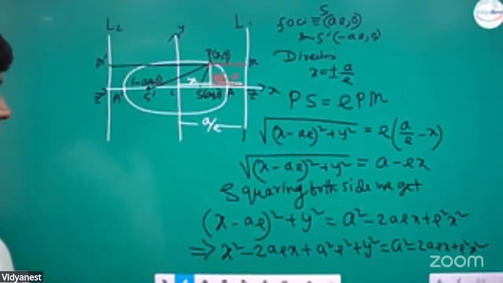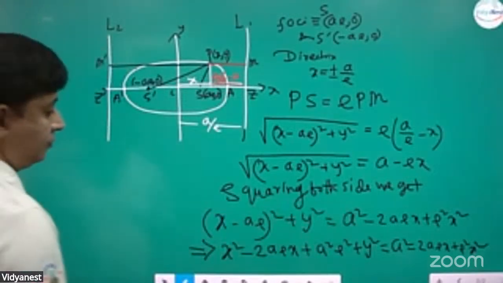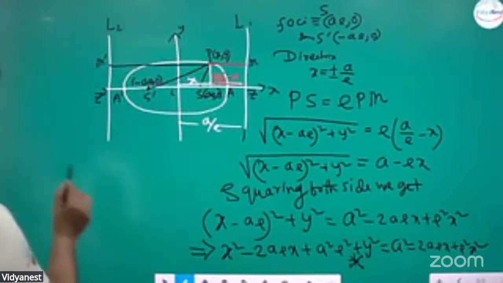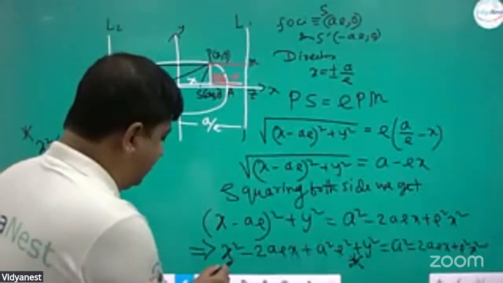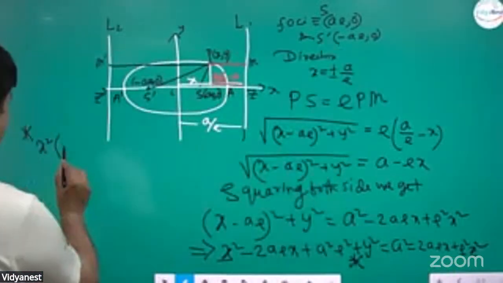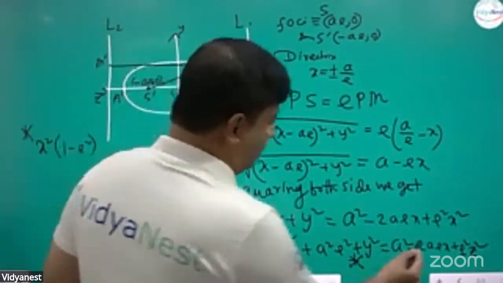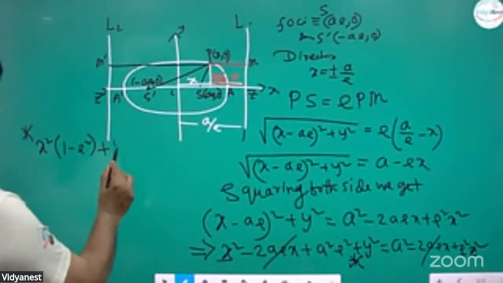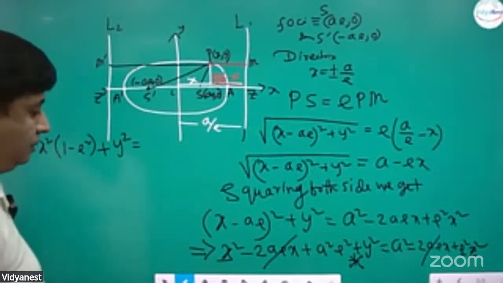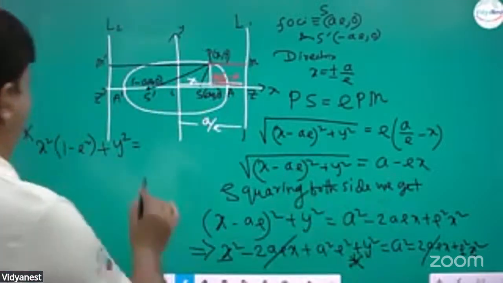Okay. Now you do one thing. Bring x square to one side. If you bring x square to one side, there is one x square and e square x square. I will get (1 minus e square) in a bracket from both sides; this will be dropped. Then y square is already there on the left hand side, and the terms which involve a square will be kept on the other side.